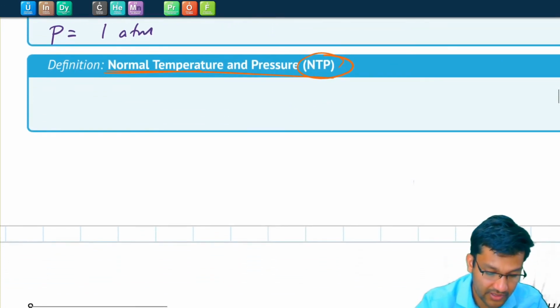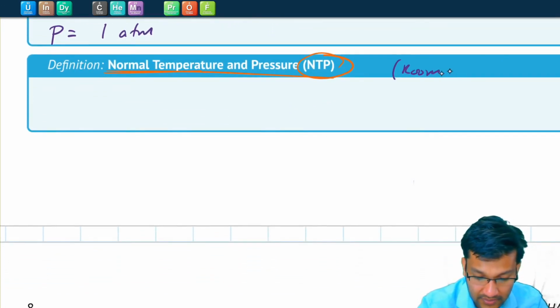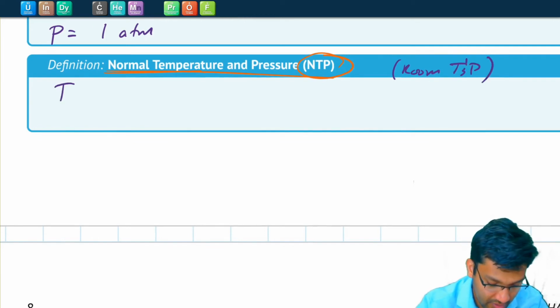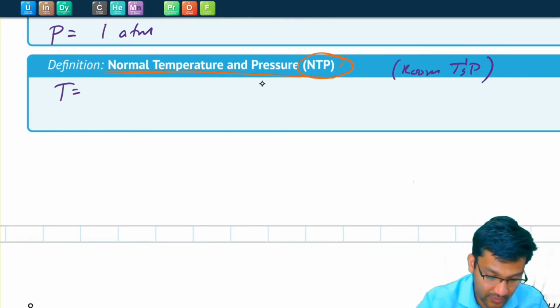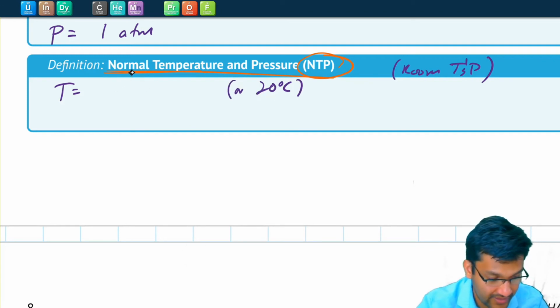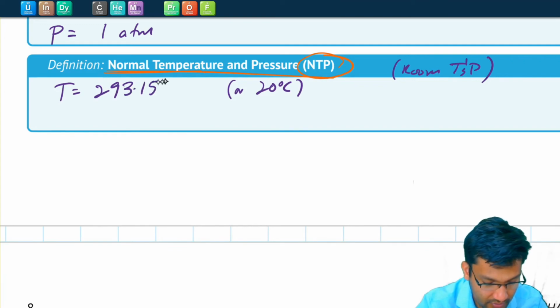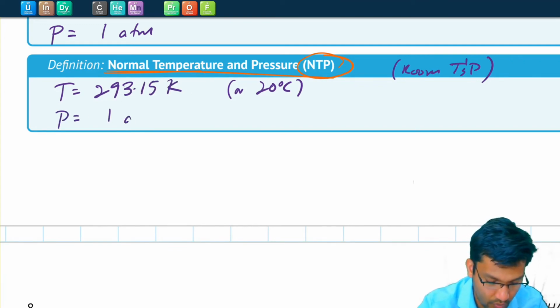Normal temperature and pressure, sometimes people might call this room temperature and pressure, right? The temperature is a comfortable temperature for most rooms, which is about 20 degrees Celsius, right? Or if you convert that to Kelvin, which is what we need for gas law equations, it's about 293.15 Kelvin. Pressure again is 1 atmosphere.